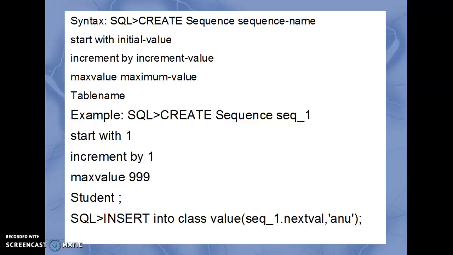The first student name is Anu, and that number is automatically 1. The next one, if it is Gopi or any other, John, automatically gets the next number, 1, 2, 3 like this. This is called a sequence. It increments automatically in a particular column.